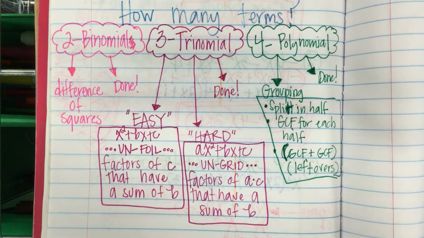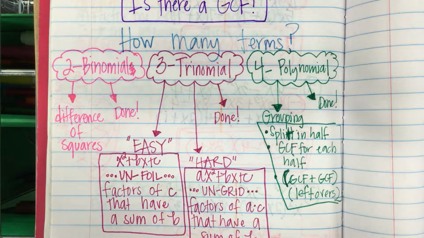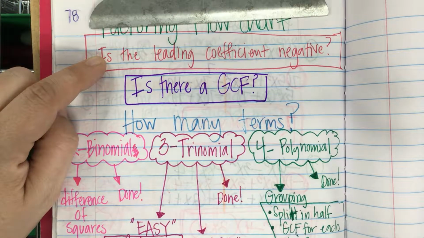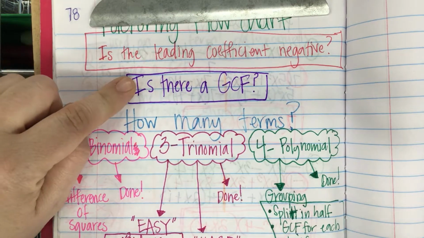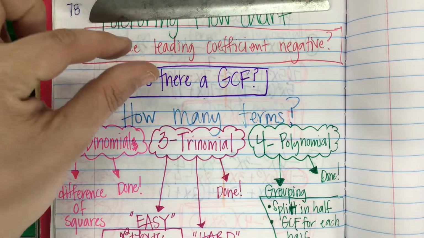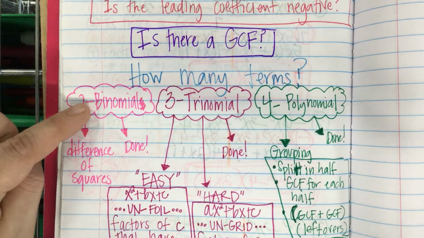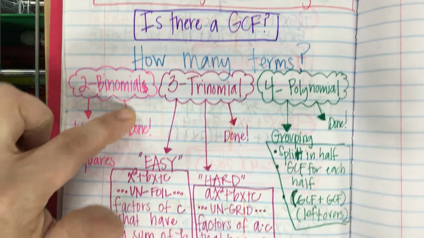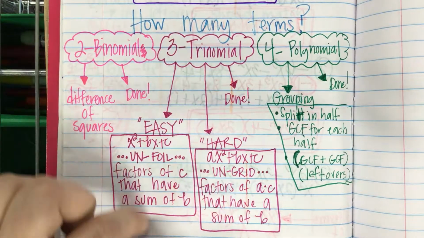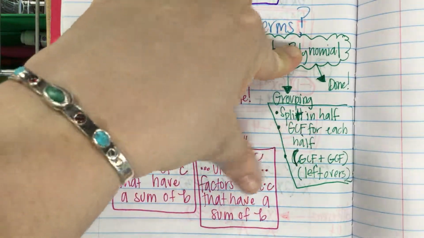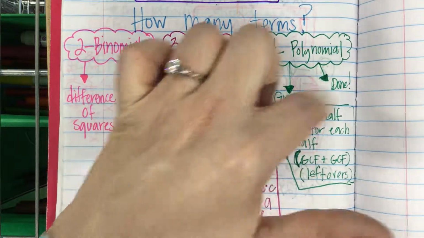So again, to do these problems, the first question is always, is the leading coefficient negative? Then we ask, is there a GCF? These two things always go first no matter what kind of polynomial it is. If it's a binomial, we have 2 choices. Either it's a difference of squares or you're done. If it's a trinomial, we have 3 choices. It's easy, it's hard, or it's done. And if it's a 4-term polynomial, we have 2 choices. It's either grouping or done.